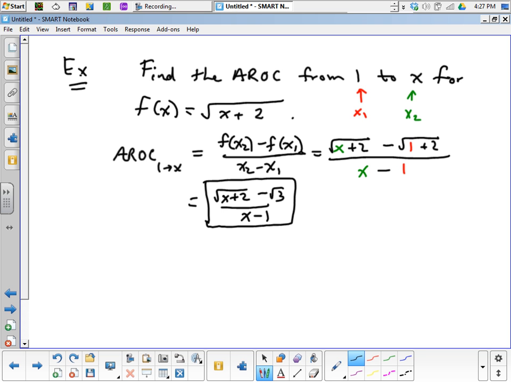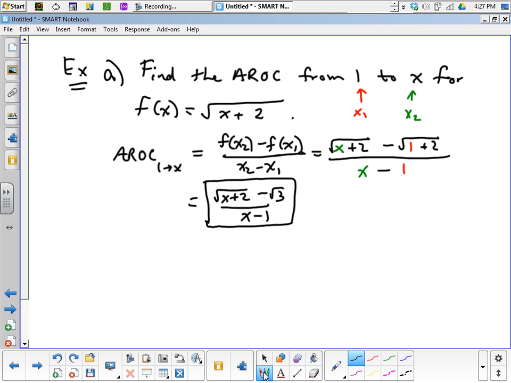Okay. Now, what they're going to want you to do with that is decide what the average rate of change is from 1 to a number. But they want you to actually use your answer you just got. So this might have been, let's say, part A of the problem. It would be right here, so part A.